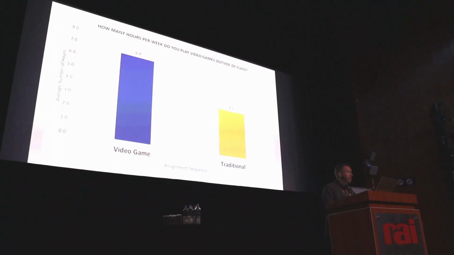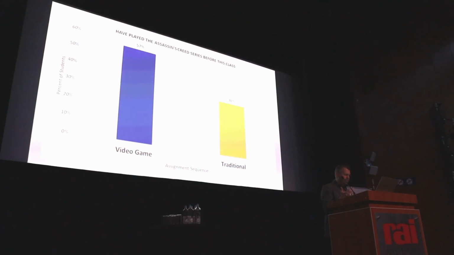And it's not just that, it's the amount of video games that they play is also quite different. So the average hours per week, self-reported, for the people who chose the video game assignment sequence, it's something around 7, and it's something around 4 for people who chose the traditional assignment sequence but do play video games.